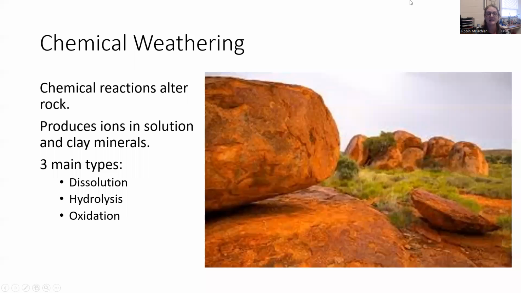Now, physical weathering is different than chemical weathering. In chemical weathering, chemical reactions occur. The chemical formula of these rocks and minerals will change, and it produces ions in solution and clay minerals. There are three main types of chemical weathering that we're going to talk about: dissolution, hydrolysis, and oxidation. These are by no means the only three. They're just the most important three that we're going to talk about.